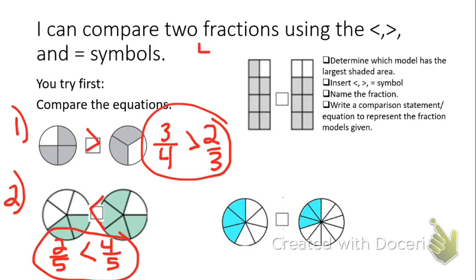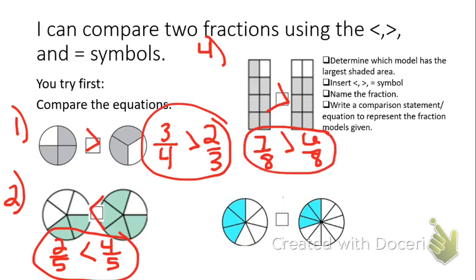Okay, let's jump up here to number 4, okay? So go ahead, pause the video, and solve number 4. Okay, so I'm looking at this, and I notice that there's 7 pieces colored in out of 8. Oops, I forgot my symbol. This one's definitely bigger, right? Okay, and then over here it's got 6 out of 8. This one's bigger. Here's my comparison statement. Okay, so now let's look at this last one, okay, number 5 here. So go ahead and try to solve this one on your own.